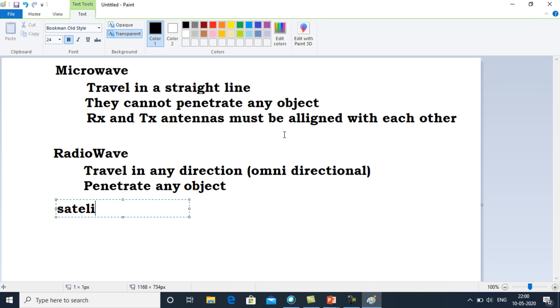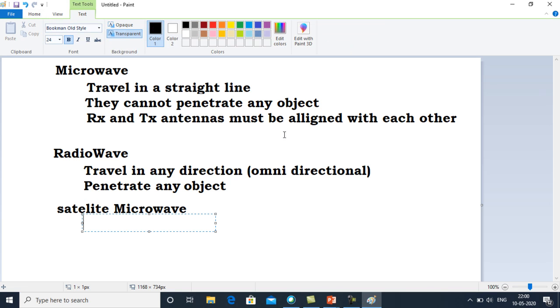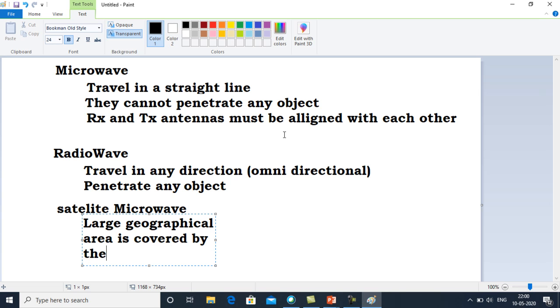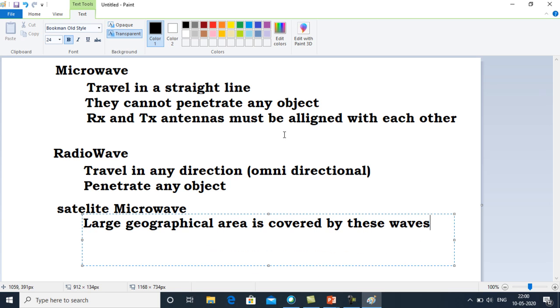The next thing we have learned is satellite. We call it satellite microwaves. The basic point is that a large geographical area is covered by these waves. So you have to remember these things.